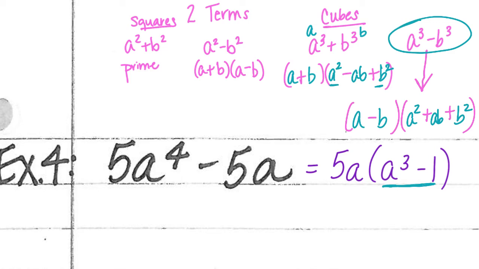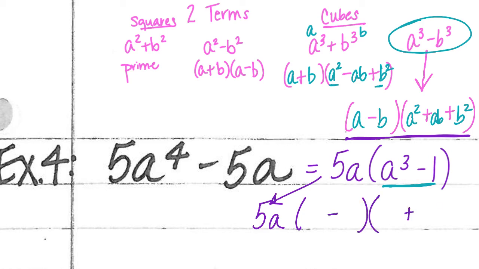Now, we have to continue to bring down that 5a because that GCF carries through. When I look at the pattern of what I have, minus, plus, plus, and I know the perfect cube of a cubed is a, and I know the perfect cube of 1 is 1, so I'm going to put the a and the 1 there. I have to square them both, a squared and 1, and then multiply them together.